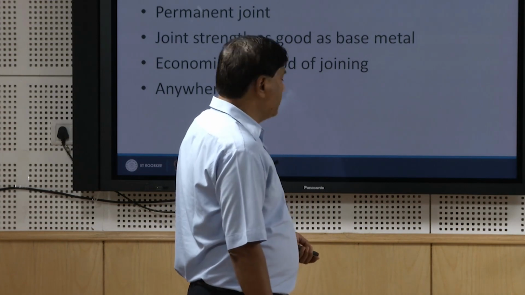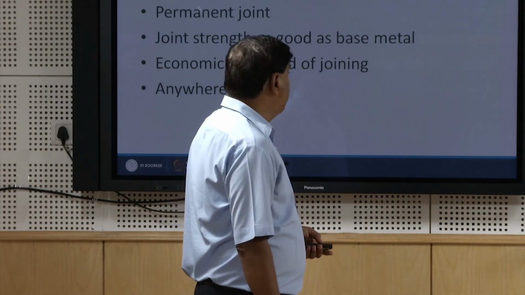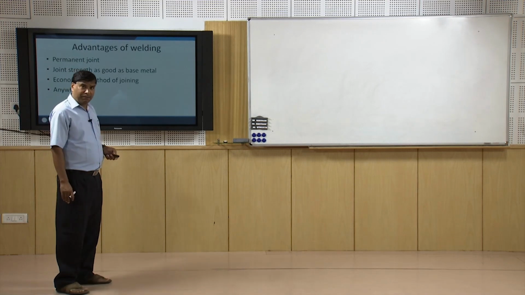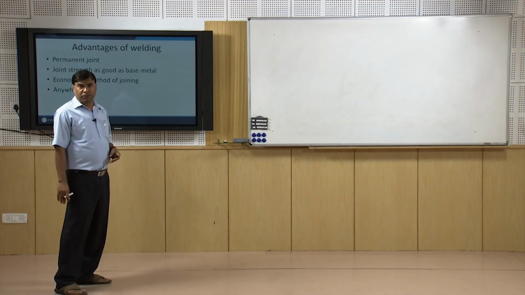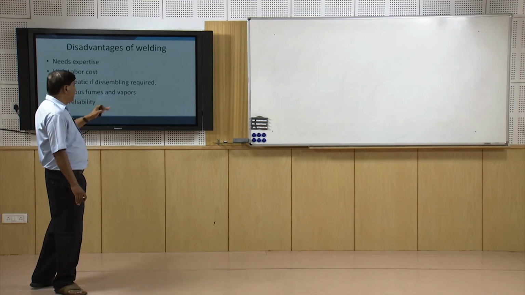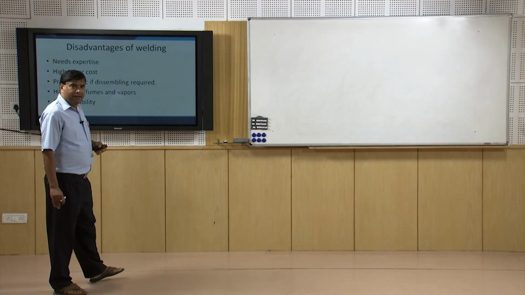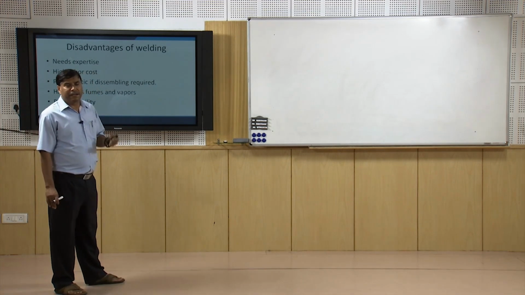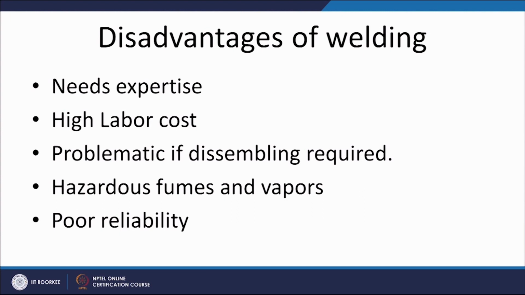So, these are the three or four major advantages. Permanent joint, the joint can be much stronger even than the base metal, it can be produced anywhere, and these can be made very economically. At the same time, there are many disadvantages related with the welding, like you need expertise to handle the welding processes, so that the sound and reliable joint can be made, and for that purpose a lot of expertise is needed.